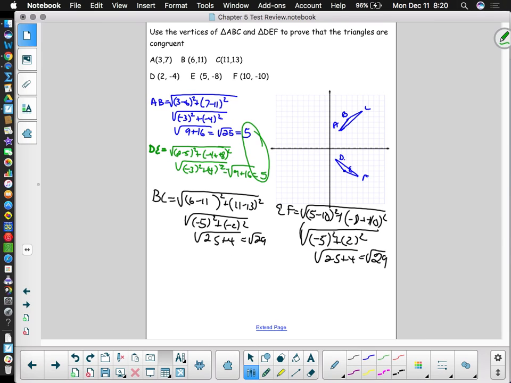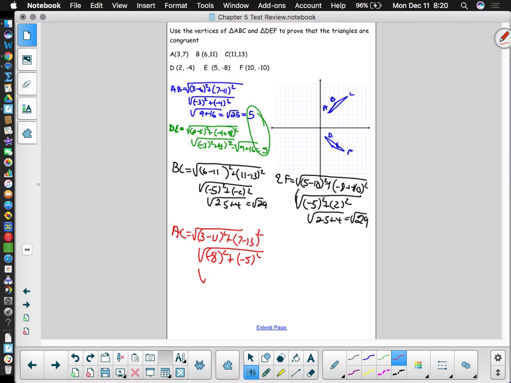Okay. Last, AC and DF. So AC, 3 minus 11 squared and 7 minus 13 squared. So that's negative 8 squared plus negative 6 squared, which would be 64 plus 25, or 89. Square root of 89.